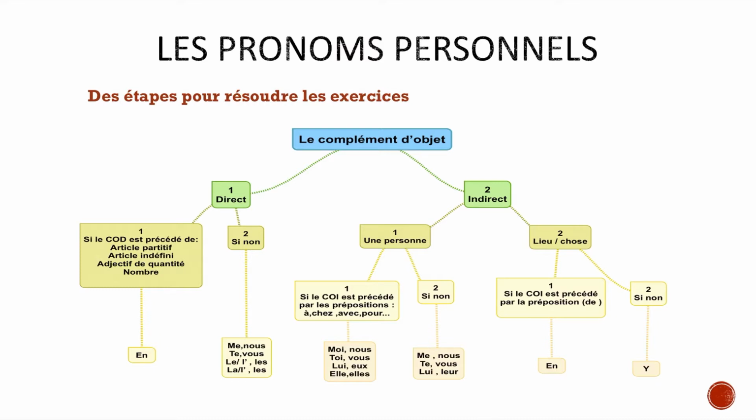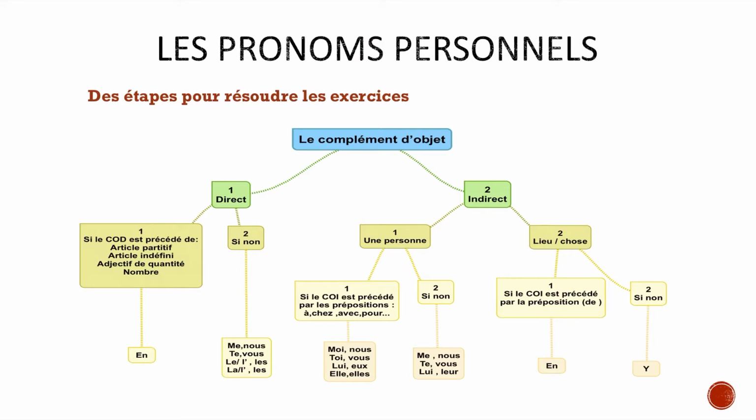If your object is indirect, in this case, ask yourself, is this object a person or not? If it's a person, if it's preceded with the preposition chez, avec, pour, in this case, put pronoms toniques: moi, toi, lui, elle, nous, vous, eux, or elles. If not, in this case, put the complément d'objet indirect, les pronoms d'objet indirect: me, te, lui, nous, vous, and leur.